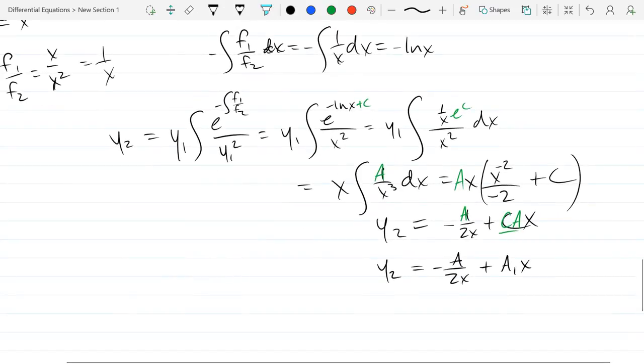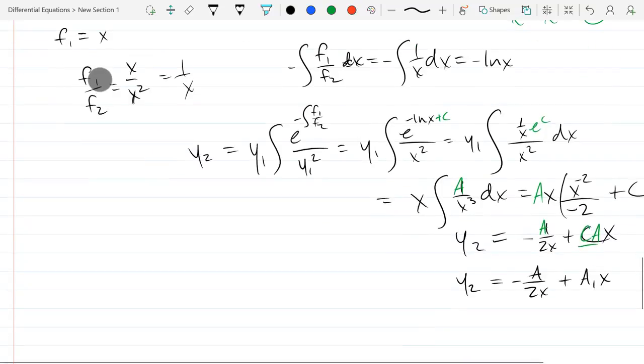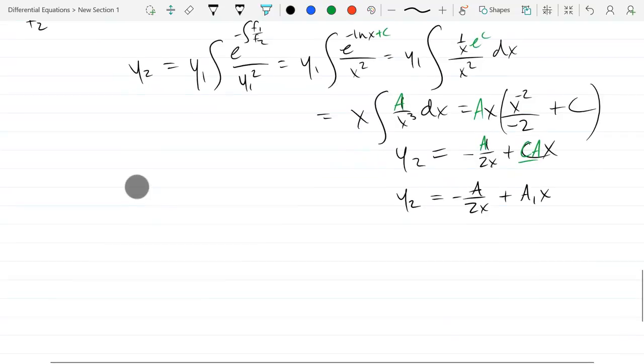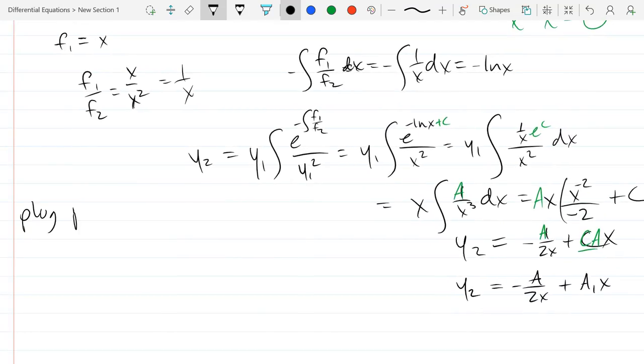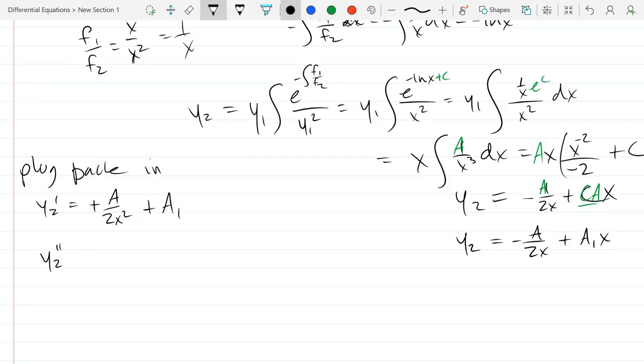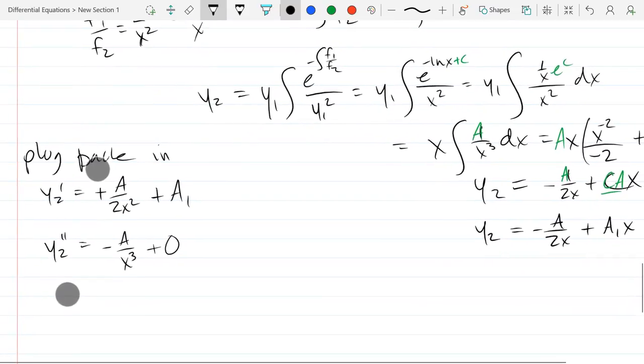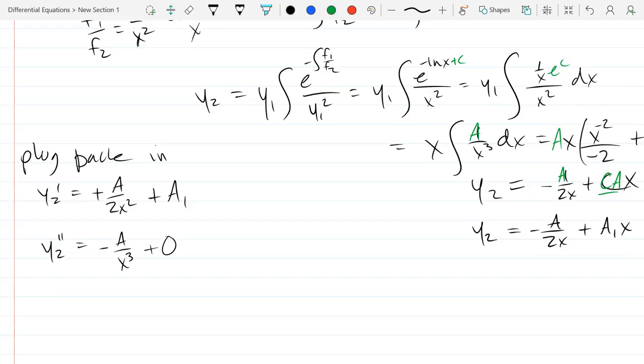So let's see if we need both of these. So we're going to plug our Y2 back into the original. Good news is, it's not too difficult to do so. We're going to be a little careful with our derivatives. So this will be positive a over 2x squared plus a1. And y2 double prime plus 0. I'm skipping a lot of steps here. Are my derivatives right? So that negative 2 power cancels the 2 to a negative 1. All right, and we'll plug them back in.